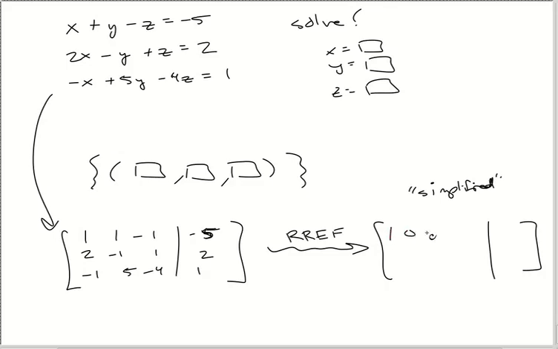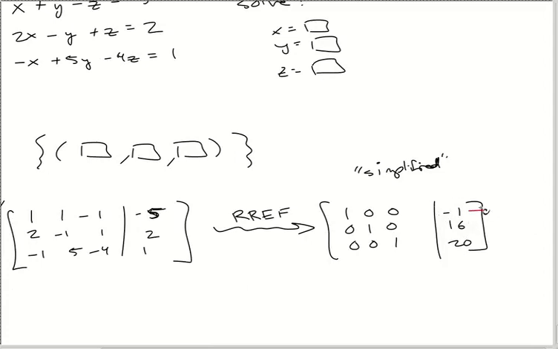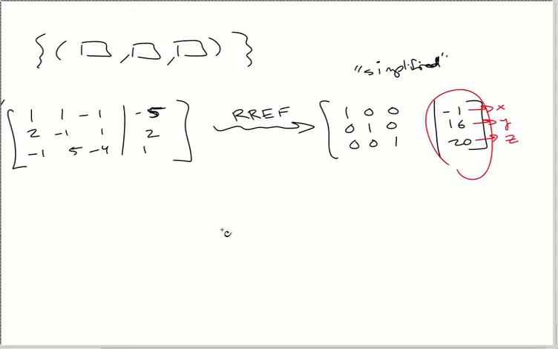So I got a 1, 0, 0, 0, 1, 0, 0, 0, 1. And then over here, I have a negative 1, a 16, and a 20. So let's interpret. The quick version is that this is your X, your Y, and your Z. Those are your answers. You're done. Walk away. No more math. That was pretty easy, right?